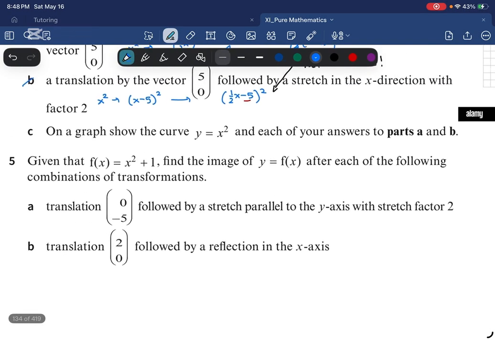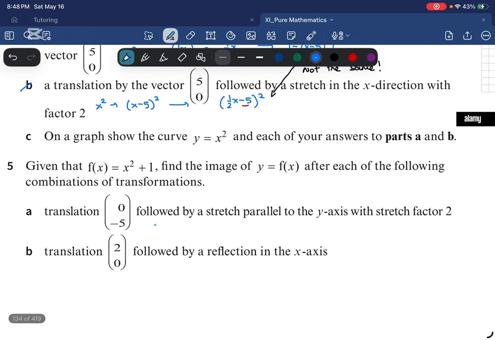All right. So a translation. So we first want to translate. We have f of x is equal to x squared plus 1. You do the translation. So that changes it to x plus 5, right? Oh, sorry. That's a vertical shift. So you're going to get x squared plus 1 minus 5, which is x squared minus 4. And then a stretch parallel to the y-axis by a stretch factor of 2. So you just multiply whatever expression you have by 2. So 2x squared minus 8. That is going to be your final solution.